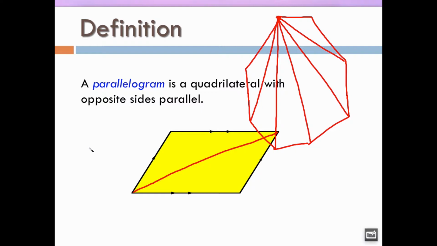Go ahead. Does it bisect the angles? Nope. It goes from one vertex to the other. A segment that goes from one vertex to the other. Okay, what about this though?